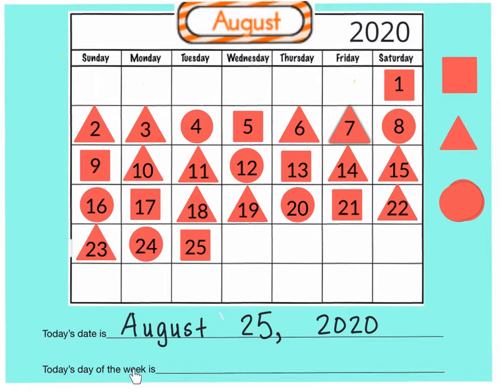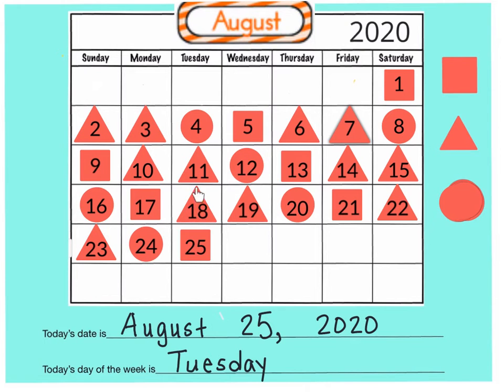All right, let's figure out the day of the week. So we're going to go to today's date tag, and then I'm going to go straight up. So think, what's today's day of the week? It's Tuesday, right? And it's the name of the day of the week, so we need to start also with a capital T. U-E-S-D-A-Y. All right, so today is Tuesday, August 25th, 2020.